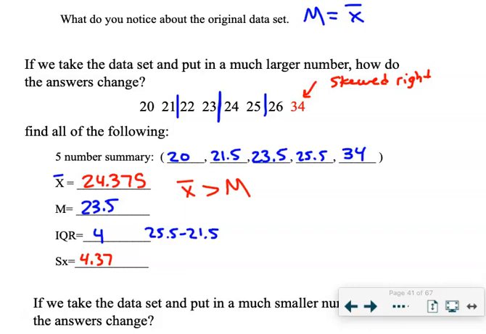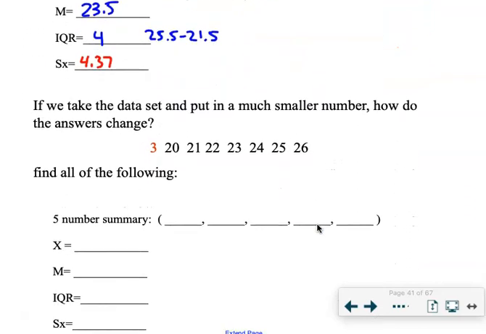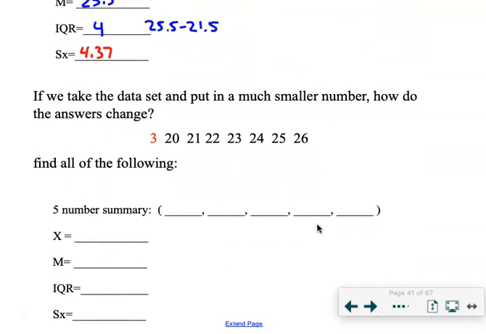Let's go back to that same first example. Instead of putting a high number in, let's put a low number in. If we take the data set and put in a much smaller number, how do the answers change? For the 5-number summary, the minimum is now 3, and the maximum is back to 26. Everything else is what it was in the last one. Now there are 8 numbers, so we have 22.5 as a median, 20.5 as a Q1, and 24.5 as a Q3. Slightly different, but we're going to see an IQR of 4 again.